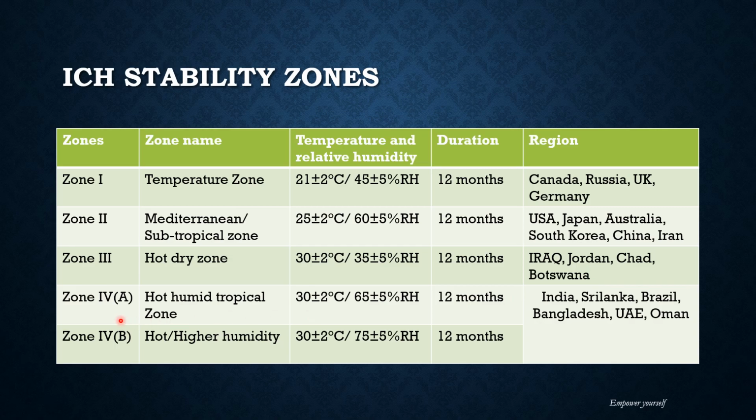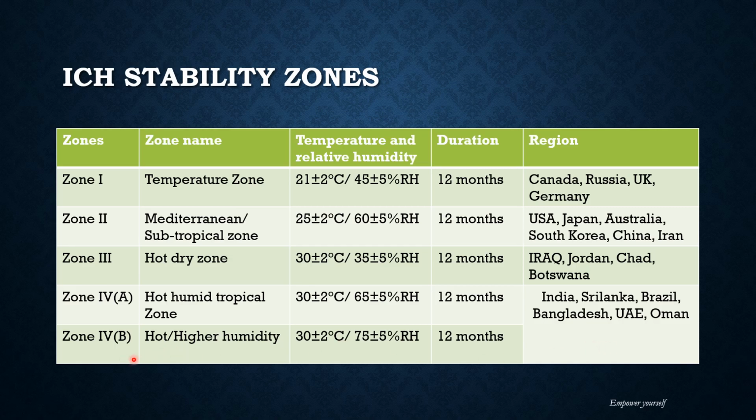Zone 4A. This is also called as hot humid tropical zone. The temperature and relative humidity is 30 plus or minus 2 degrees centigrade, 65 plus or minus 5% RH. The minimum duration that the product is to be maintained is 12 months, and the regions that come under Zone 4A are India, Sri Lanka, Brazil, Bangladesh, UAE, and Oman.